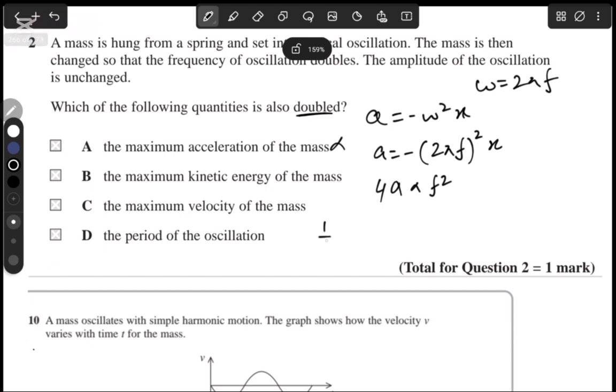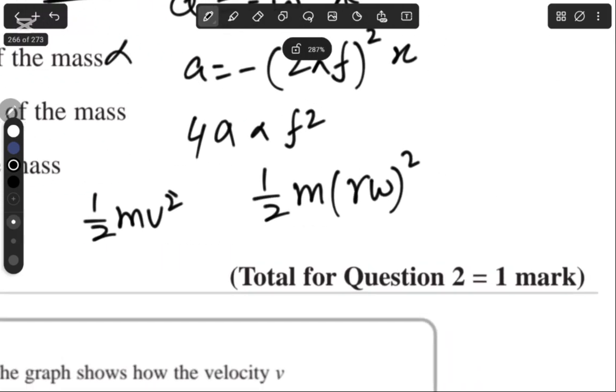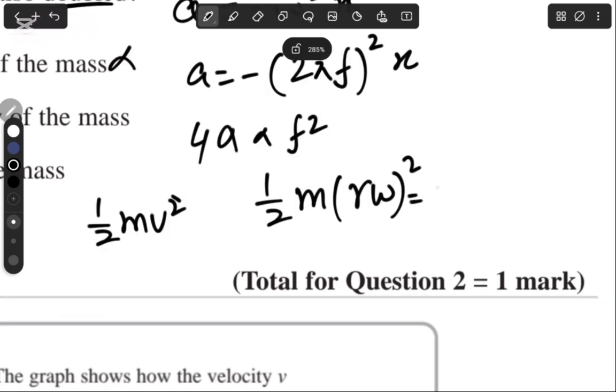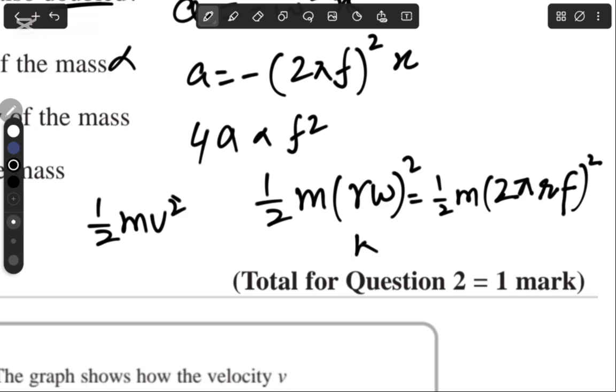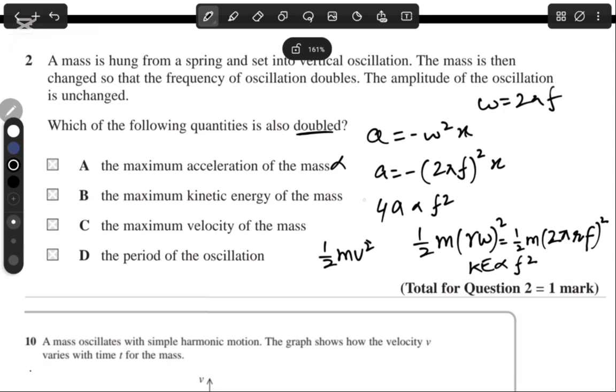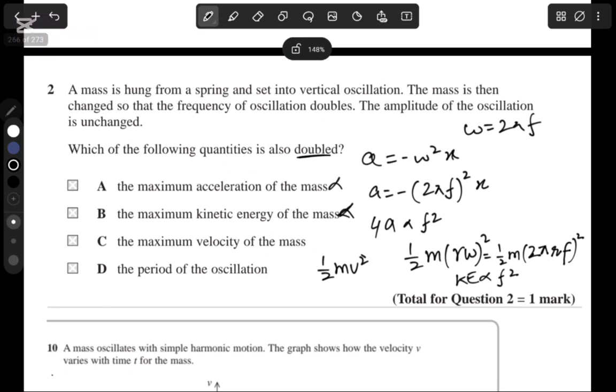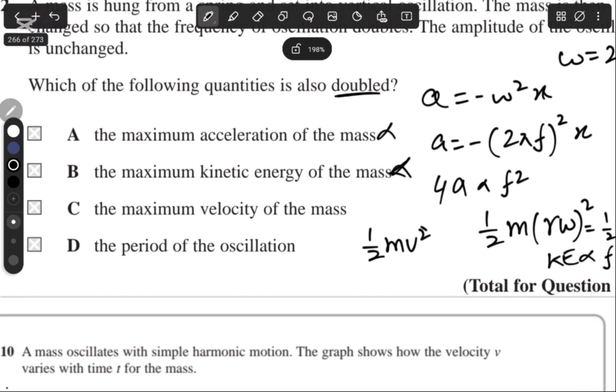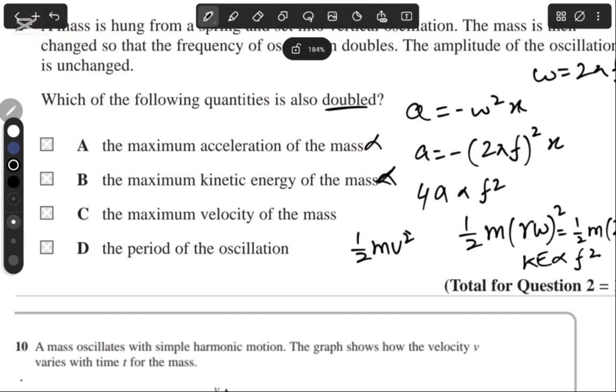For kinetic energy, we know half m v squared, and we can write v as r omega, so half m (r omega) squared, and we can write this as half m (2 pi r f) squared. So KE is directly proportional to f squared, which means this also is wrong, because if frequency doubles, then the kinetic energy will increase by 4 times. What about the maximum velocity?